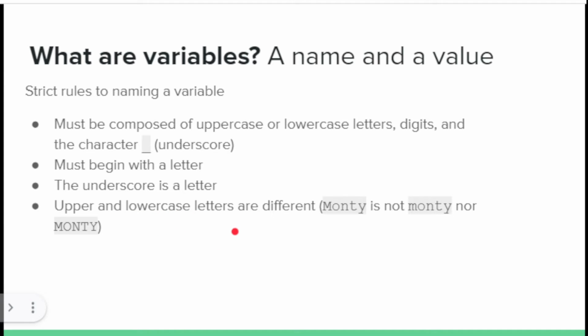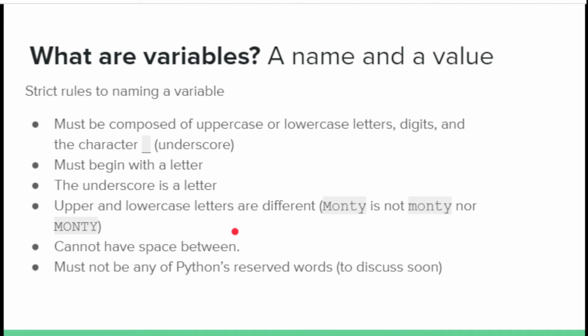They are completely different, and that is because they are saved in binary, and the lowercase m has a different character number when compared with the uppercase M. They have different binary numbers in Python. And please note that when naming a variable, you cannot have space in between, and a variable must not be a Python reserved word.